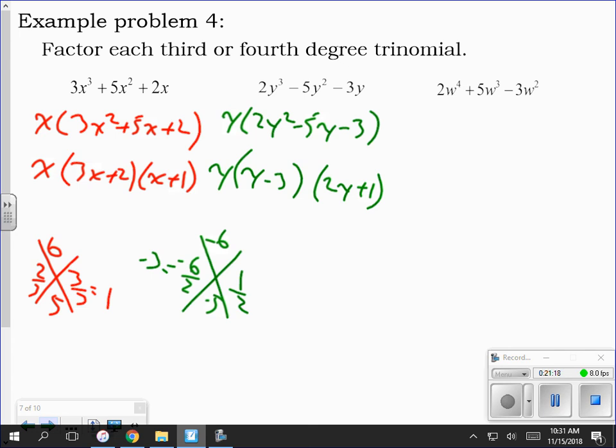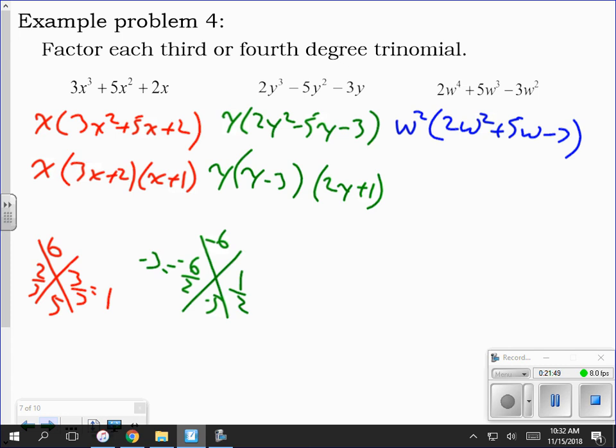And the last one. What's my common factor on the last one? w squared. I have a w in each term, and it's the smallest power that's shared. That's the one I pull out. So I pull out a w squared. Leaves me with 2w squared plus 5w minus 3. And oh, that's the same as that. No, it's not the same, because it's a +5 instead of a -5.